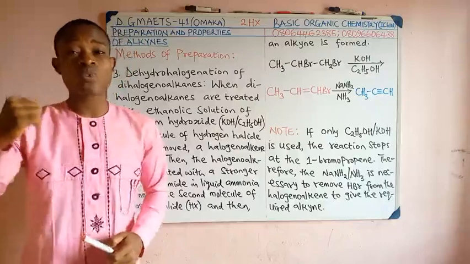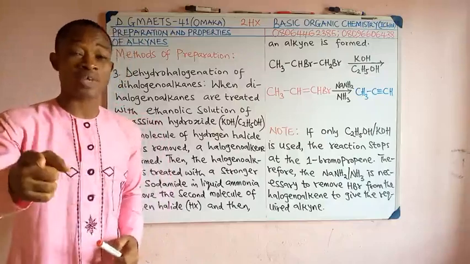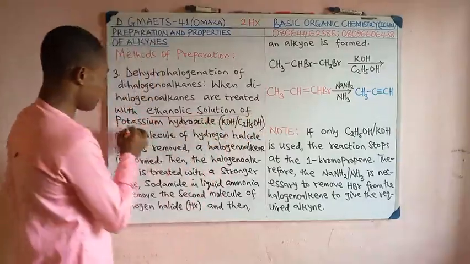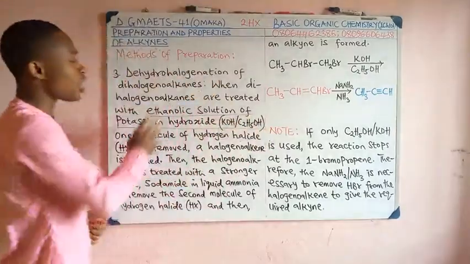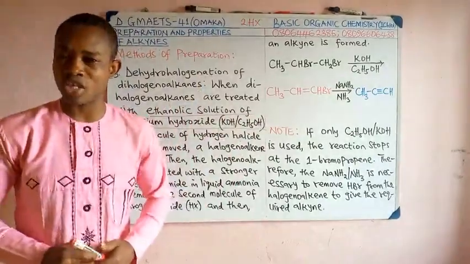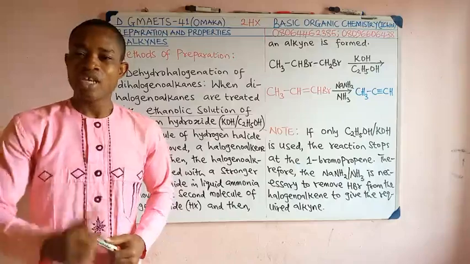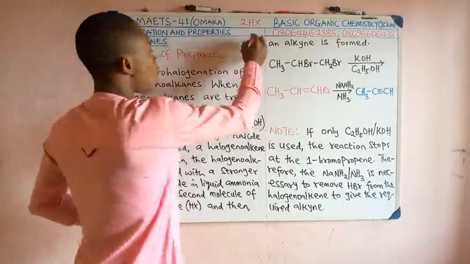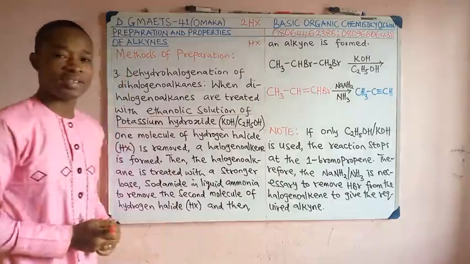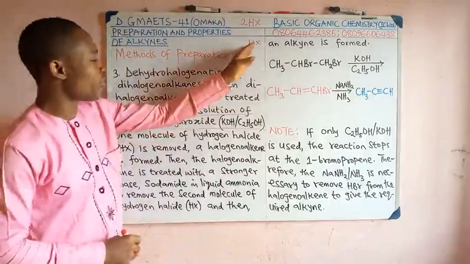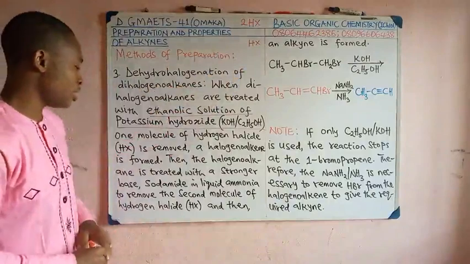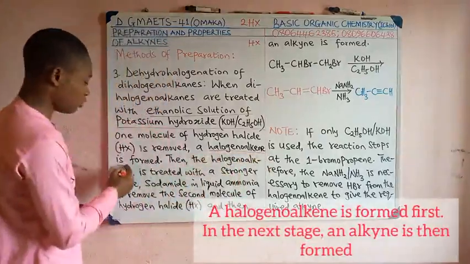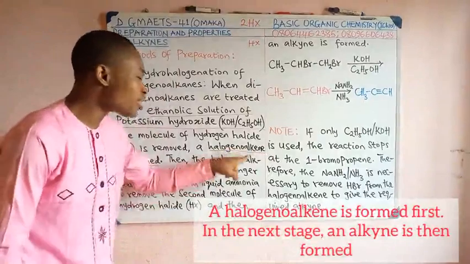We encountered one of the reagents when we were preparing alkenes from halogenalkanes using ethanolic solution of potassium hydroxide. So this is one of the reagents. If you treat the dihalogenalkane with ethanolic solution of potassium hydroxide, what is going to happen? It will remove 1 molecule of hydrogen halide. It will remove what? 1 molecule of hydrogen halide. When this 1 molecule of hydrogen halide is removed from the dihalogenalkane, what is going to be formed? A halogenalkene will be formed.